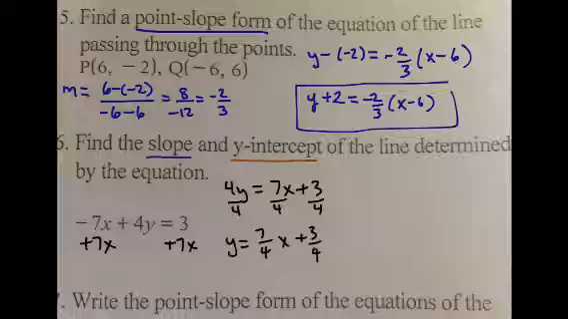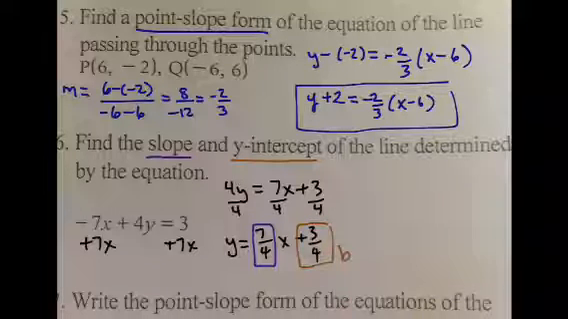And the slope is this one without the x. I noticed some of you guys are including the x in your answer for slope. The slope is 7/4. And the y-intercept is 3/4. Okay, so this is the b, which is the y-intercept, and this is the m, which is the slope.